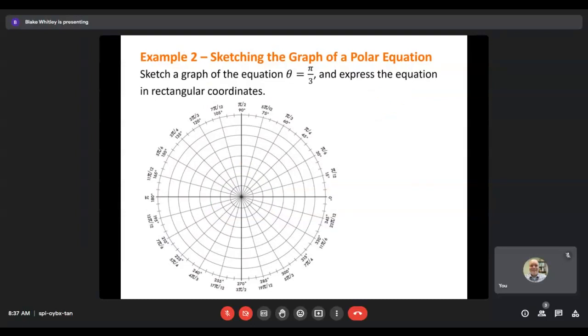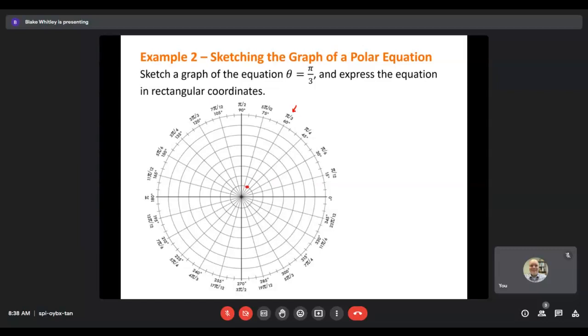Now this next one, we have theta equals pi over 3. Again, we want to put it in rectangular form, and we want to sketch the graph. So we'll start with the graph, and then we'll change it over to rectangular form to see how that compares to the graph that we got. This time there is no r value, so r could be anything it wants to be, but my theta value has to be pi over 3. So I'm going to locate pi over 3, which is right here. And I'm going to put points at every single r value along that pi over 3 line.